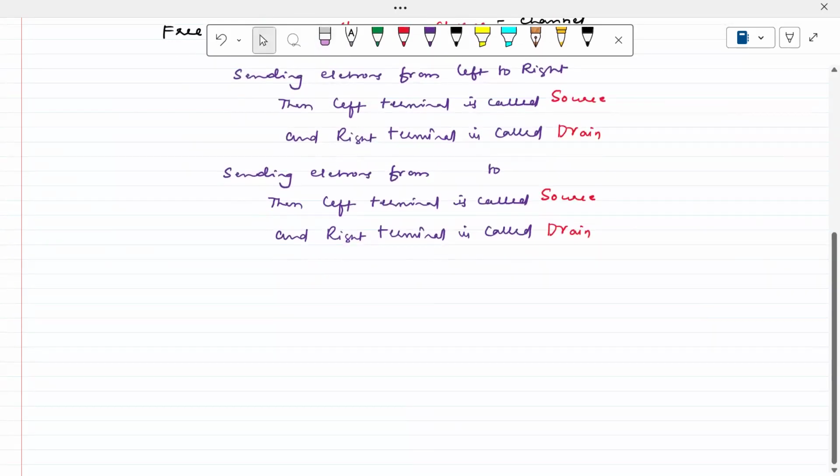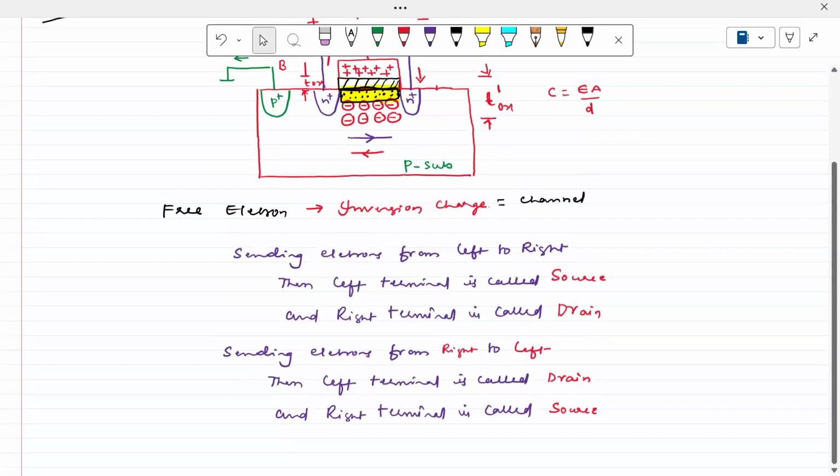Now I want to send from right to left. Now what is this called? What is this called? This is the left side. What can we call the left side? Where it is sourcing, sourcing from right, right? This is called then source. This is called then drain. The left is taking all the electrons. Is this point clear to everyone?